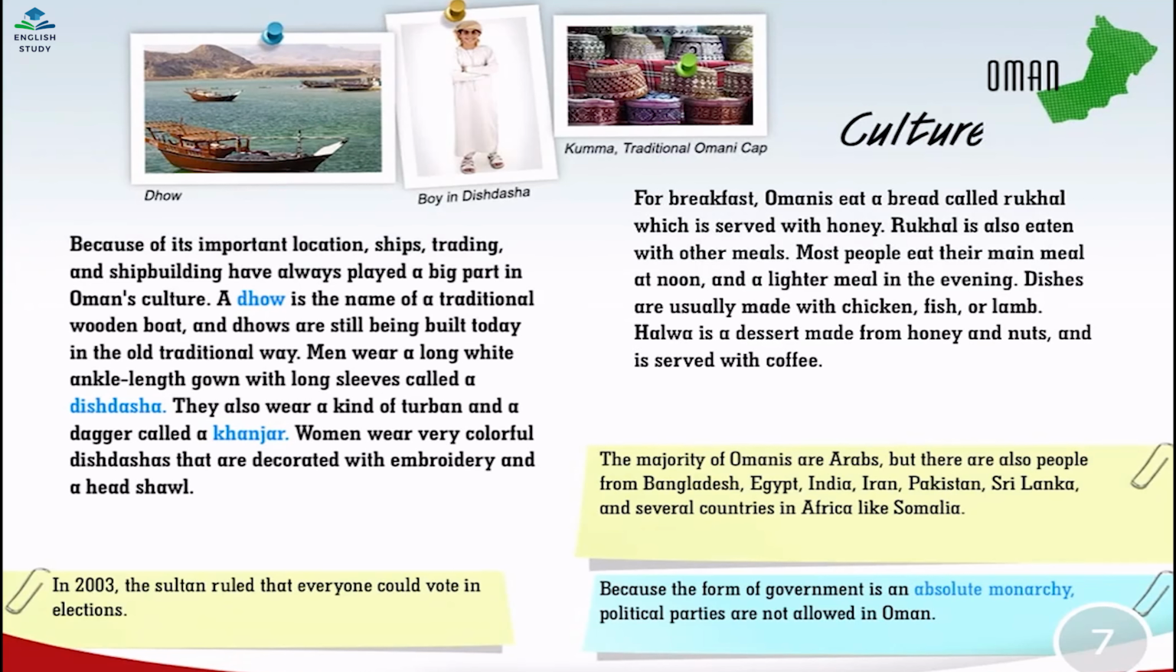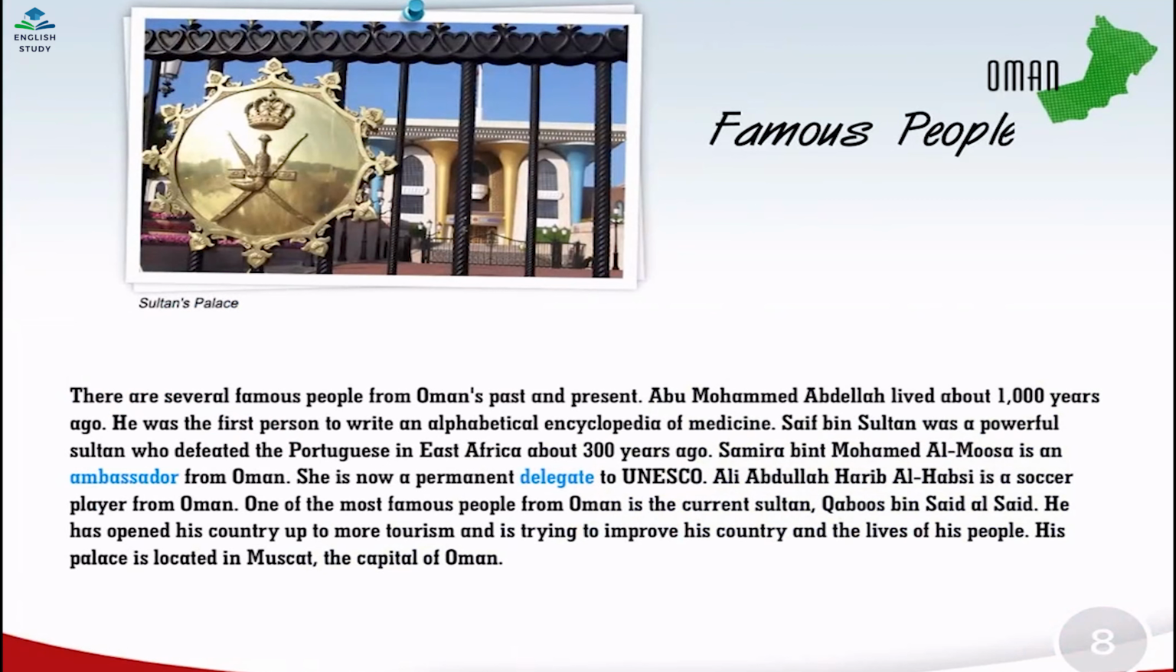Famous people. There are several famous people from Oman's past and present. Abu Muhammad Abdallah lived about 1,000 years ago. He was the first person to write an alphabetical encyclopedia of medicine. Sif bin Sultan was a powerful sultan who defeated the Portuguese in East Africa about 300 years ago.